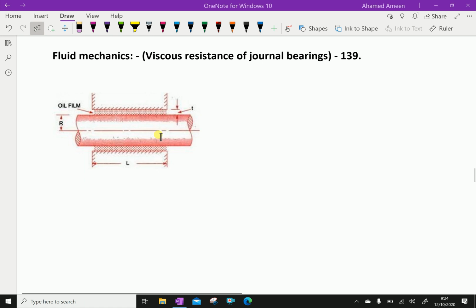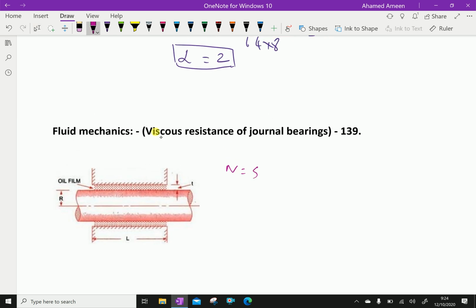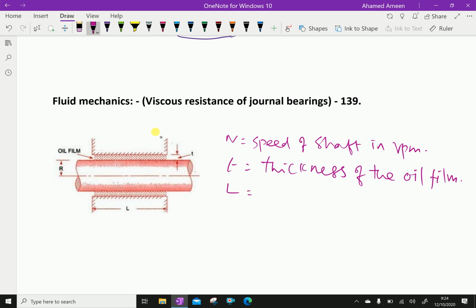So let N equal the speed of the shaft in RPM, revolutions per minute. Let t equal the thickness of the oil film. L is the length of the oil film, which means the length of the journal.